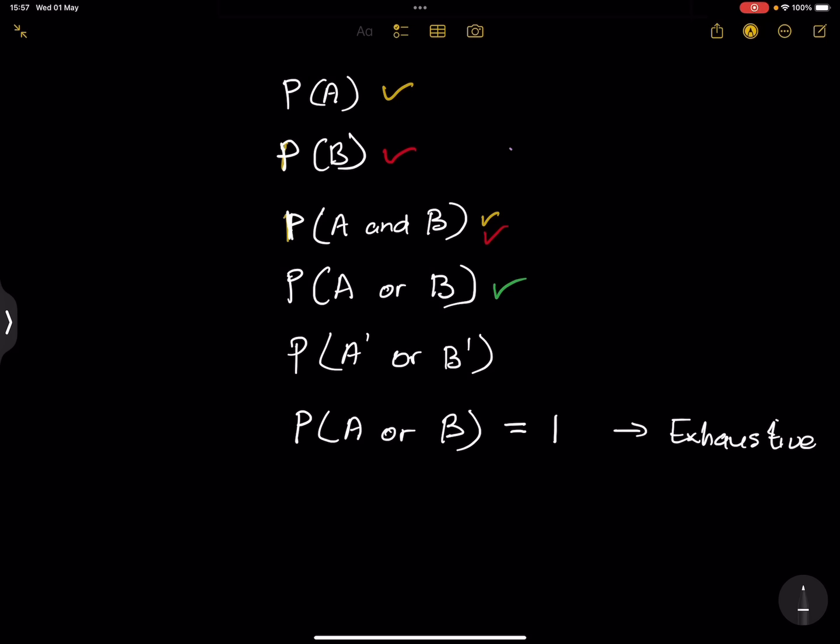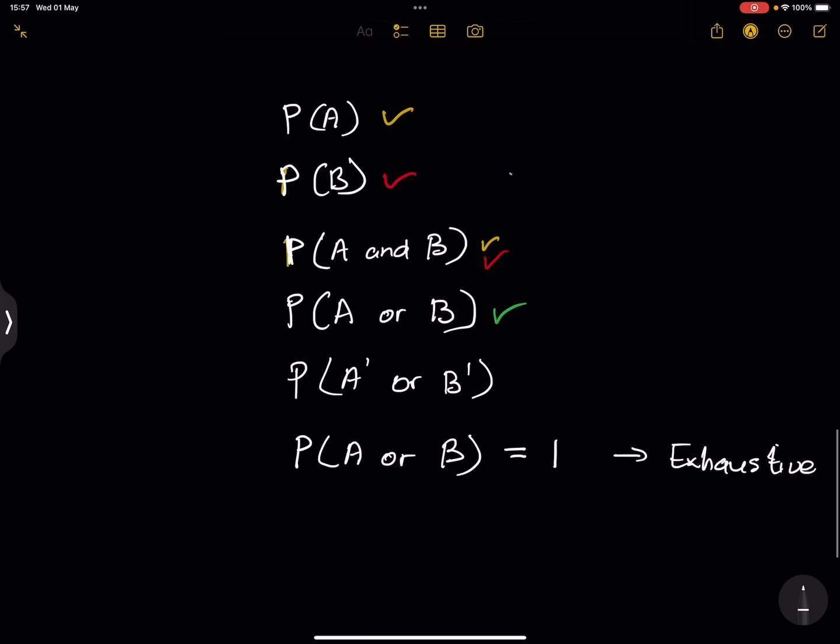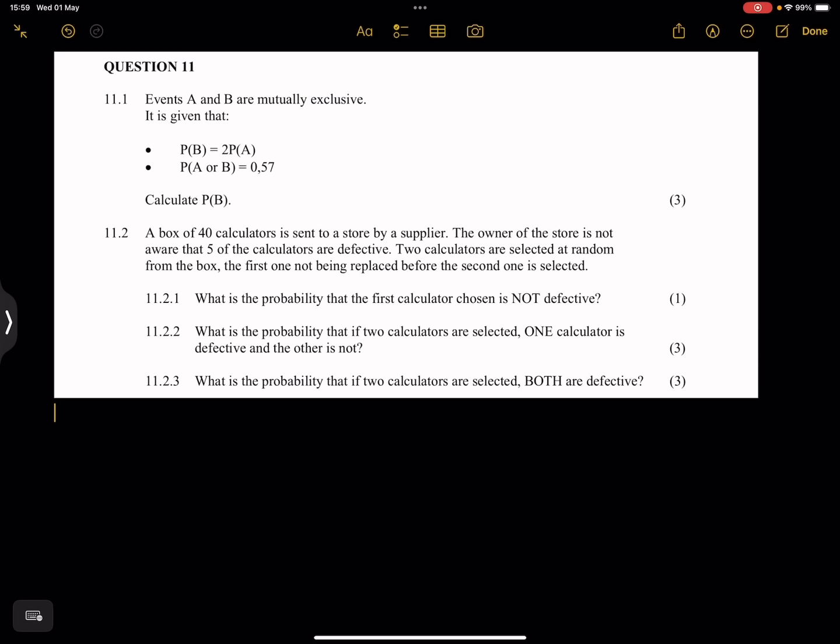All right, ladies and gents, I think we are ready to stretch our muscles and get into some questions together. Come on, let's get into the first example. From a past exam question paper, they say events A and B are mutually exclusive. It is given that the probability of B is equal to 2 times the probability of A. The probability of A or B is equal to 0.57.